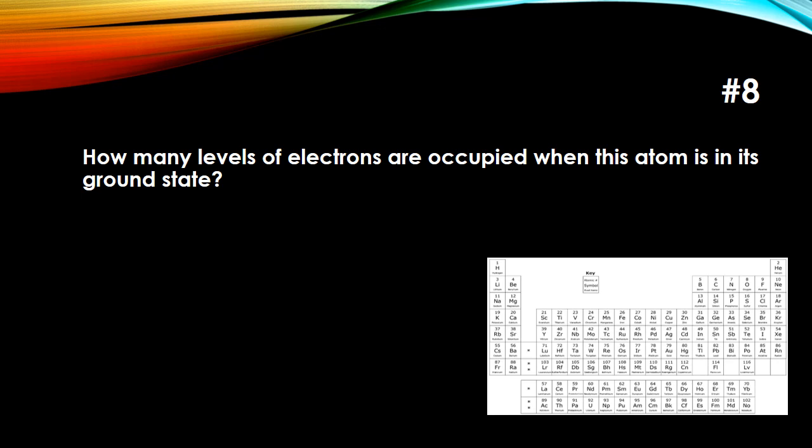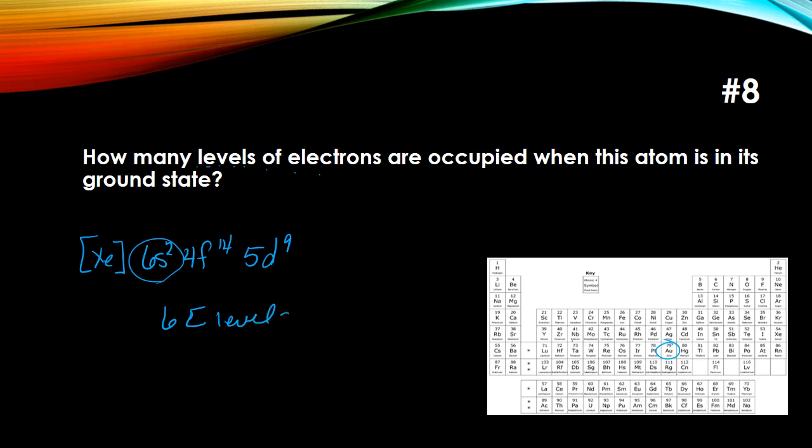Well, let's go back to the shorthand configuration for gold, which is right there. So we had xenon, 6s2, 4f14, 5d9. So what is the highest level of electrons reached? 6. So how many levels of electrons are occupied? 6. It has 6 energy levels, and it has electrons in all 4 sublevels, in S, P, D, and F.